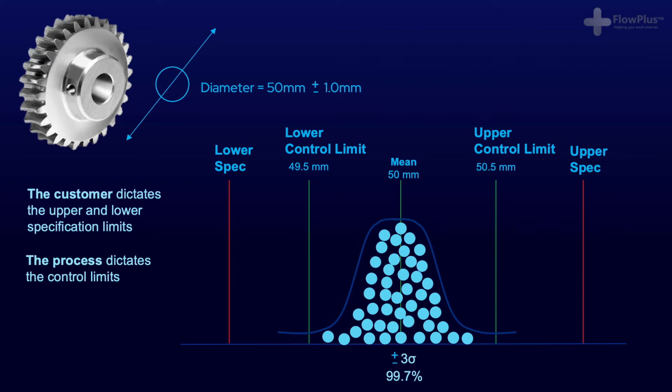These spec limits are decided by the customer, whereas the control limits are dictated by the process. Because the control limits are within the spec limits, we can say that the process is capable. Before we go on, I'll quickly explain the difference between stability and capability.